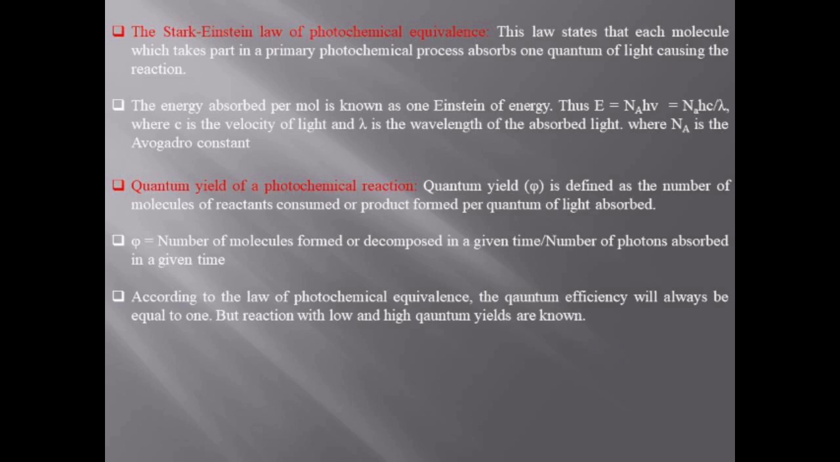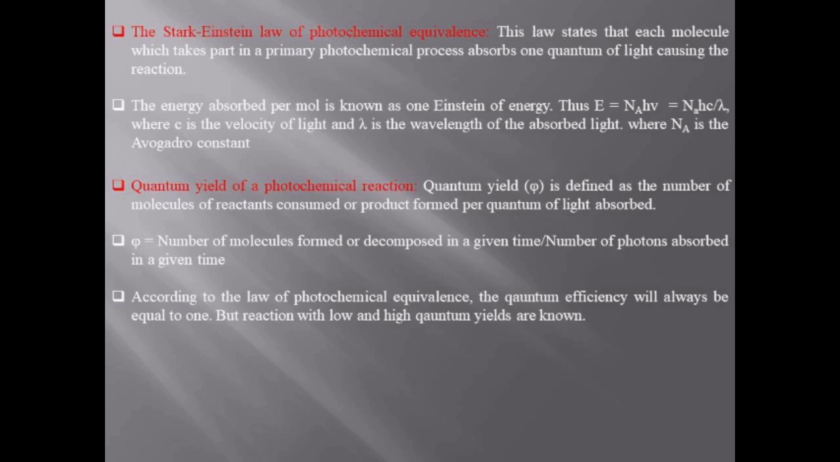Stark-Einstein law of photochemical equivalence. This law states that each molecule which takes part in a primary photochemical process absorbs one quantum of light causing the reaction. The energy absorbed per mole is known as 1 Einstein. Symbolically, E equal to N_A h nu equal to N_A h c divided by lambda, where c is the velocity of light, lambda is the wavelength of the light absorbed, and N_A is the Avogadro constant.